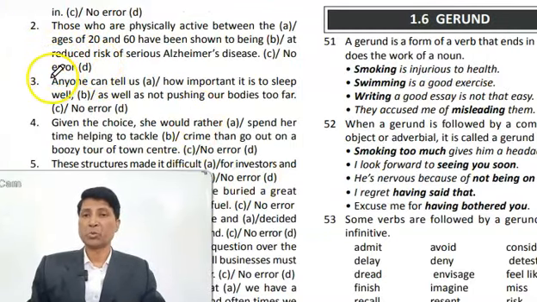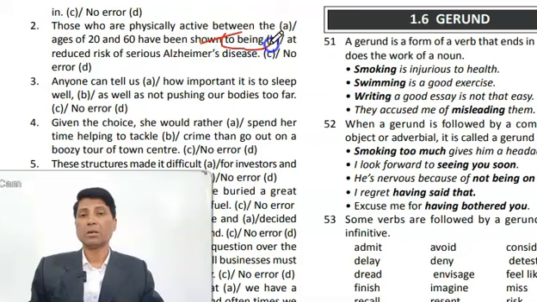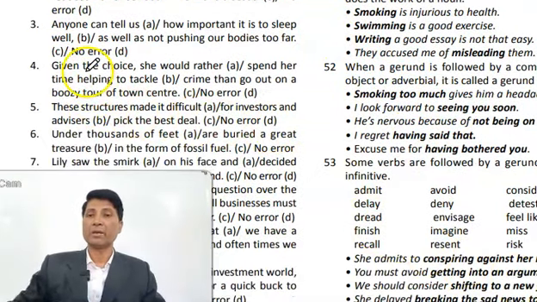Look at question number 2. Those who are active between the ages of 20 and 60 have been shown to be at reduced risk of serious Alzheimer's disease. What is the problem here? The problem is, if you see this being part, it should be full infinitive. That means to be. So replace being with be.